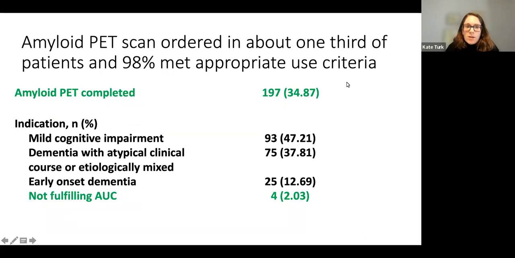We ended up ordering amyloid PET scans in about a third of patients from the memory disorders clinic. And of that third, 98% of those cases met appropriate use criteria. Only 4 cases didn't fulfill appropriate use criteria. I believe that those 4 were related to patients having subjective cognitive decline. So no impairments on neuropsychological testing, but the patients themselves felt that their cognition was not at their baseline. And in some of these cases, there was also a neuropsychiatric or behavioral presentation rather than cognitive.